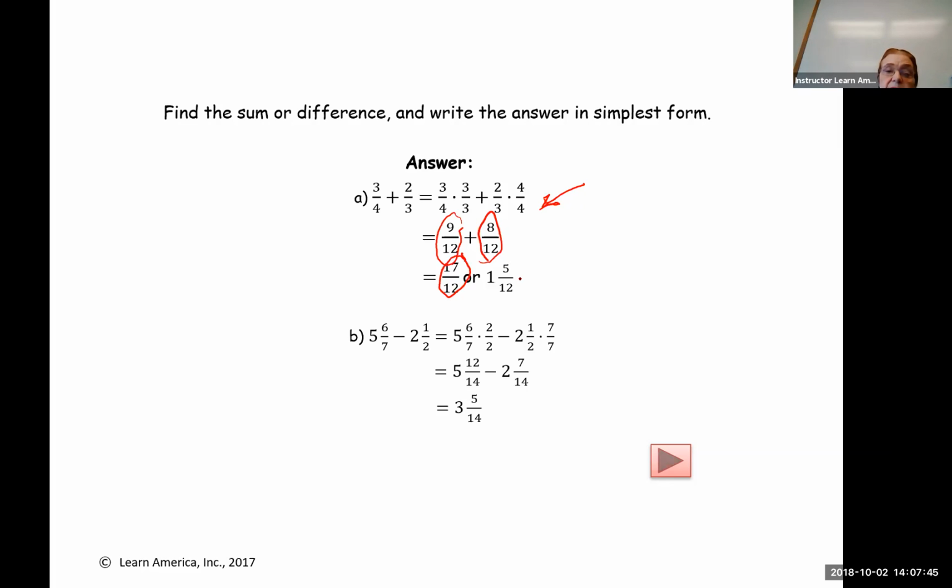In the next problem, we change everything to have a common denominator of 14. So we have 5 and 12 fourteenths. And in this case, we had to multiply by 7 over 7 to give us 2 and 7 fourteenths. And now, subtracting the whole numbers, the 2 from the 5, we get 3. And the 7 fourteenths from the 12 fourteenths, we get 5 fourteenths.